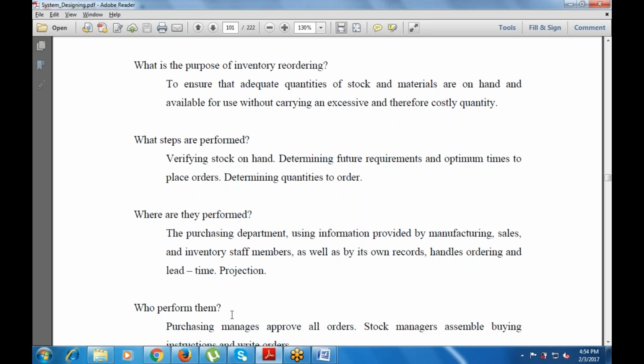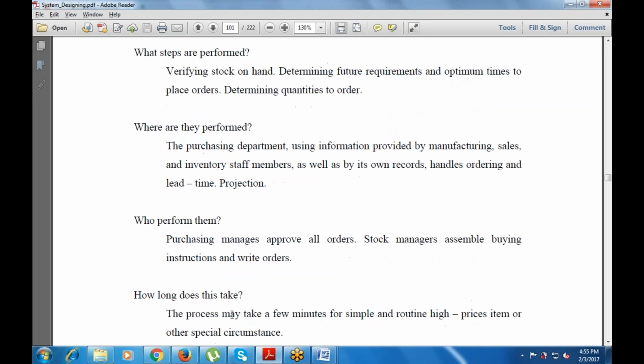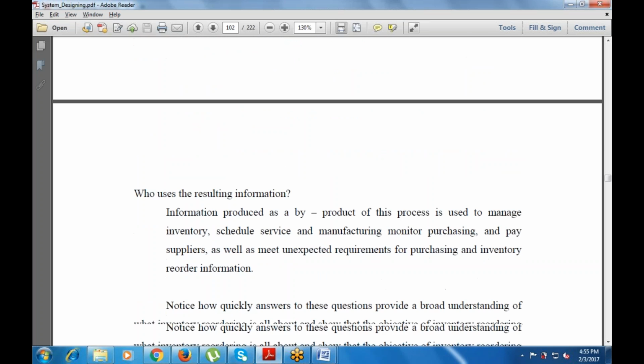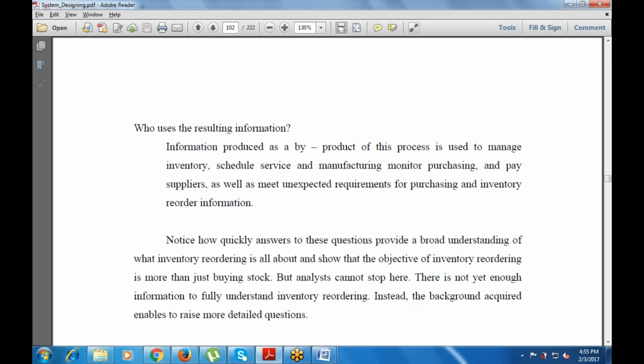Now, where are they performed? That may be in any department: a manufacturing department, sales department, inventory department, any department. Who performs them? Purchasing managers approve all the details. How long will it take? That depends on the requirement. It will take one day, a few minutes, a few hours, or a few months. How often? This is a continuous process; different items are being ordered. Who uses the resulting information? The product in charge, who manages these concepts.